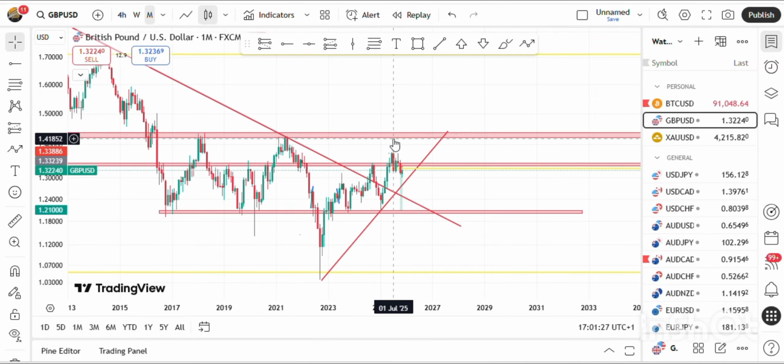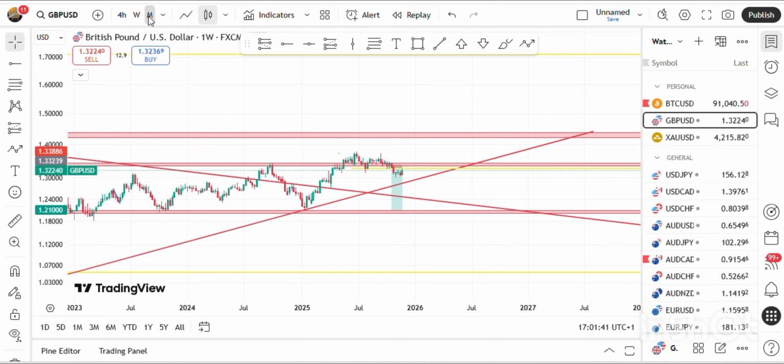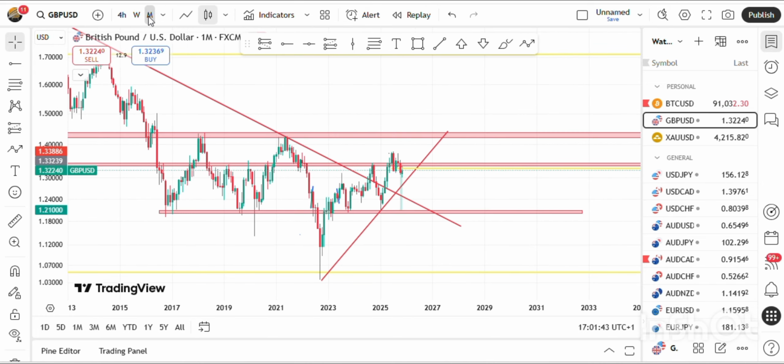Okay, so now this is the catch. This is where your skillfulness would come into play, right? If the monthly time frame is pointing upwards and the weekly is pointing downwards, what do we do? We're going to follow this price bit by bit.